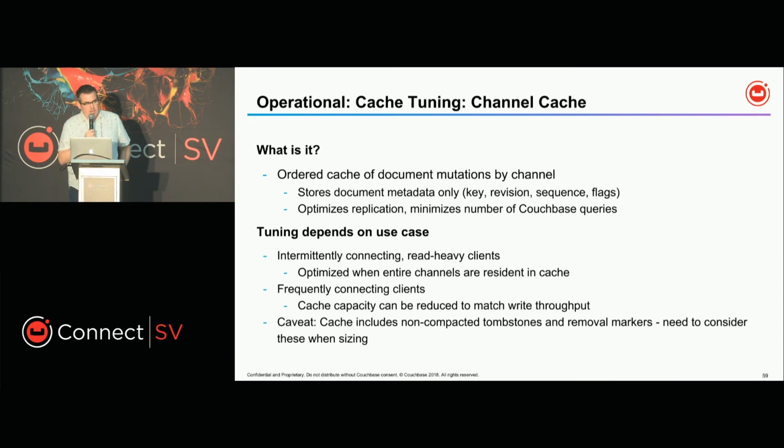The second one is the channel cache. The channel cache is primarily for generating Sync Gateway's changes feed, which is at the core of replication. So it's maintaining an ordered set of mutations by channel. The channel cache is just document metadata, so we don't have revision bodies here.